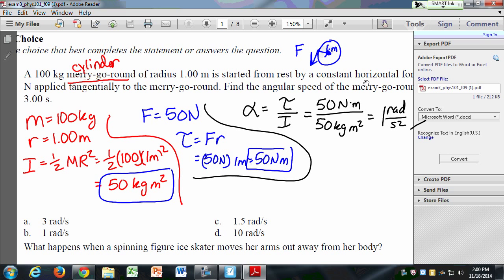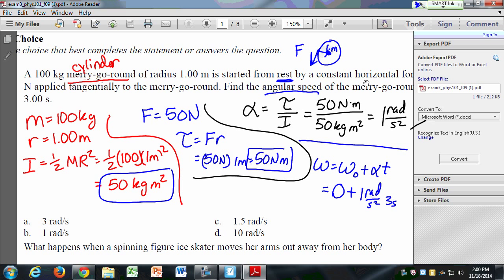Okay, and then finally, lots of steps here. The last step is I want to know the angular speed. That's omega naught plus alpha t. Omega naught is going to be 0 because it starts from rest. Alpha is 1 radian per second squared. T is 3 seconds, so I'm looking at 3 radians per second.